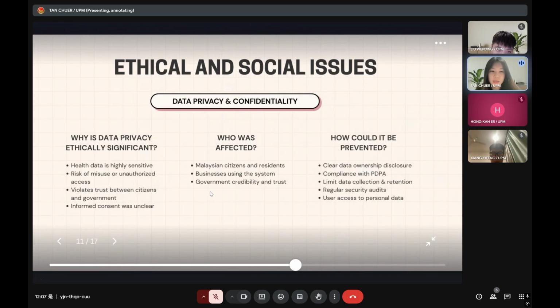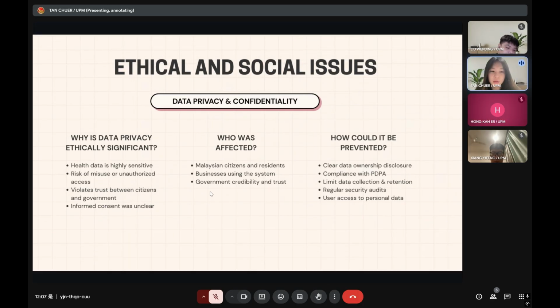Moving on to the ethical side of things, let's look at data privacy. Why is this such a big deal? Well, health data is some of the most sensitive information you can have. When people don't know who really owns their data or if it's being stored securely, it breaks the trust between the citizen and the government.